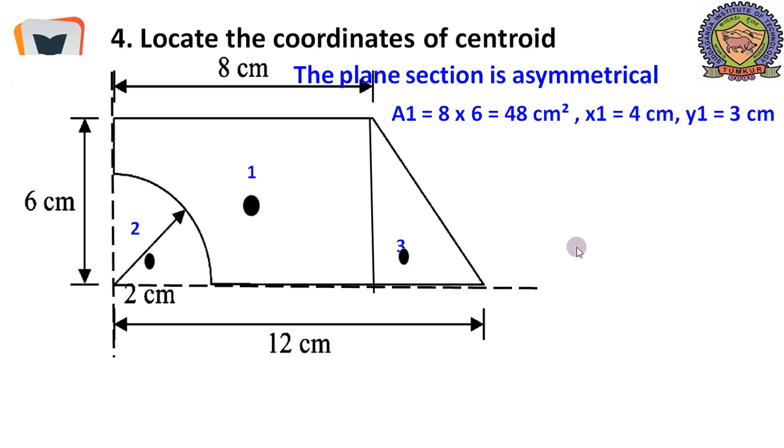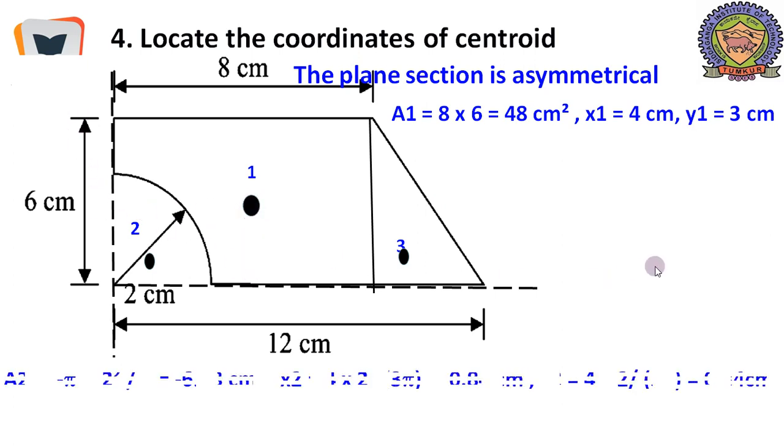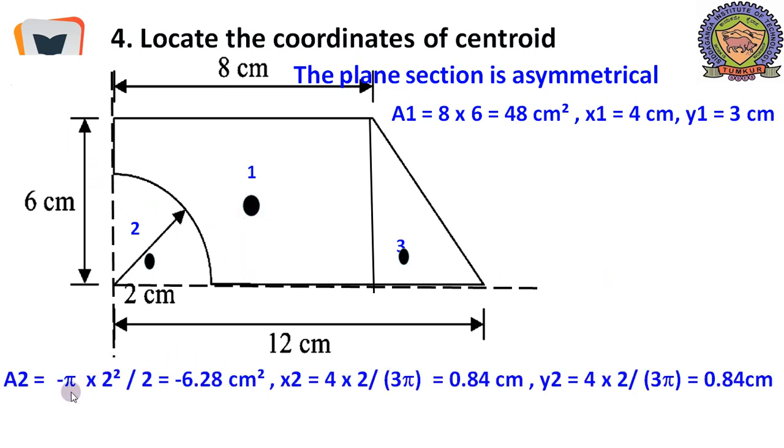The plane section is symmetrical. A1 is 8 into 6, the big rectangle, 48 centimeters square. X1 is half of 8, that is 4 centimeters. That is, this distance is 4 centimeters. And Y1 is 3 centimeters, half of 6. And as far as A2 is concerned, it's a negative area.